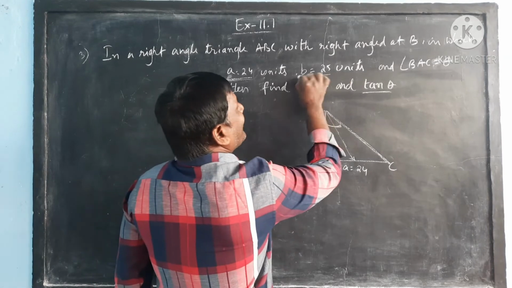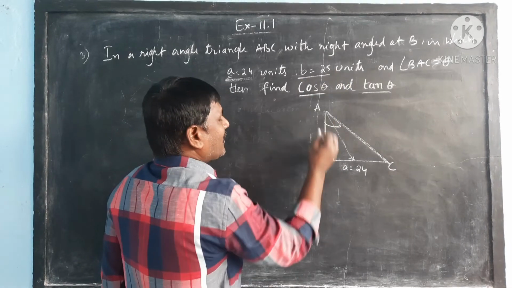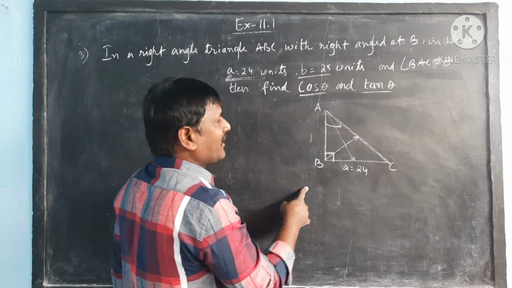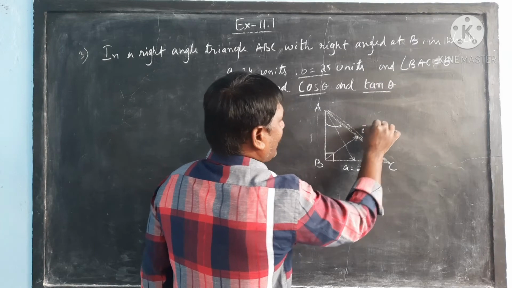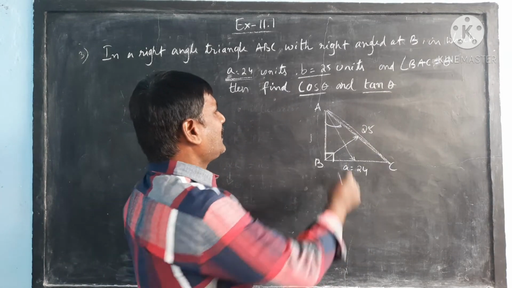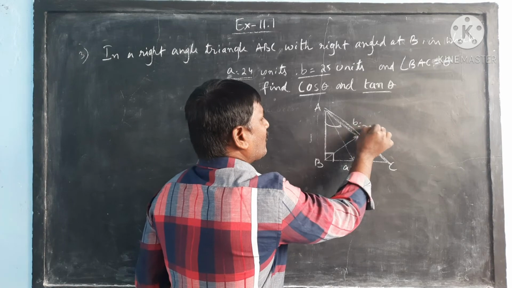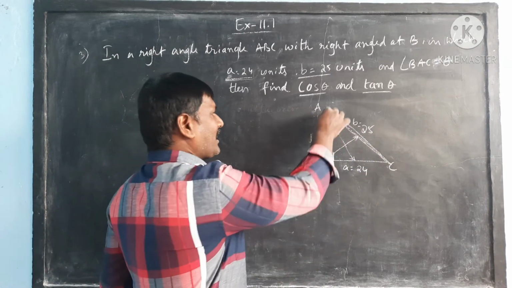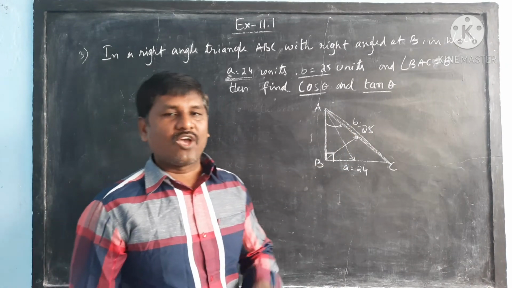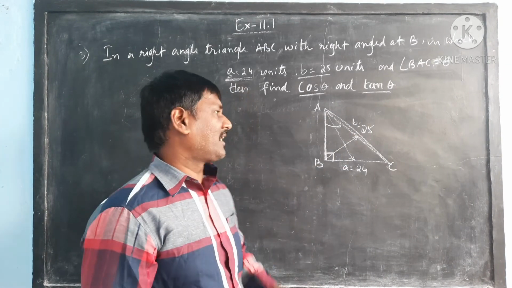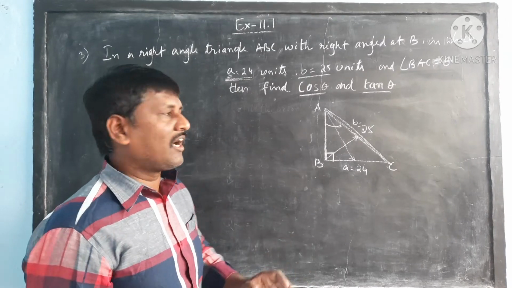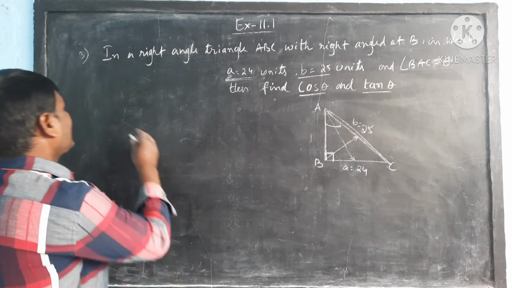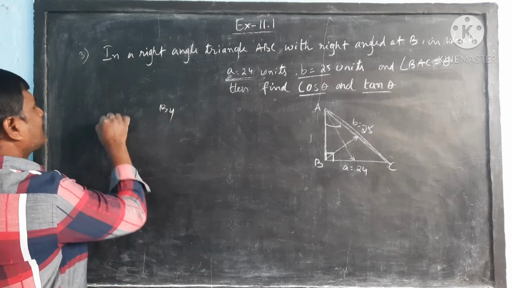Now b is equal to 25. The side opposite to capital B is AC, which is 25. So AC is equal to 25, and a is equal to 24 means BC. Then you have to find the other side, that is AB, because you have to know the measurements of all three sides of a right angle triangle. Then only you can substitute the values and find all trigonometric ratios.